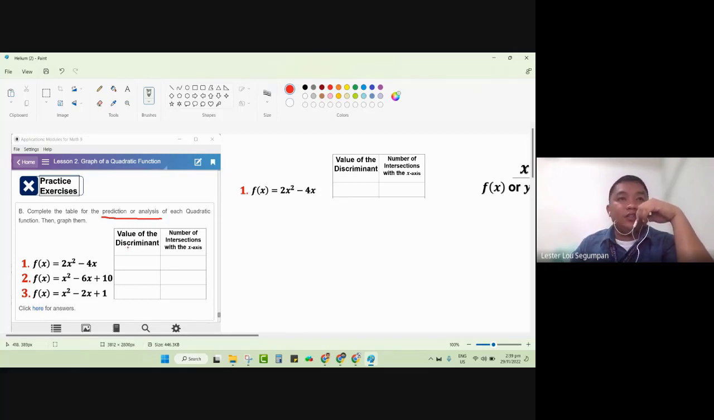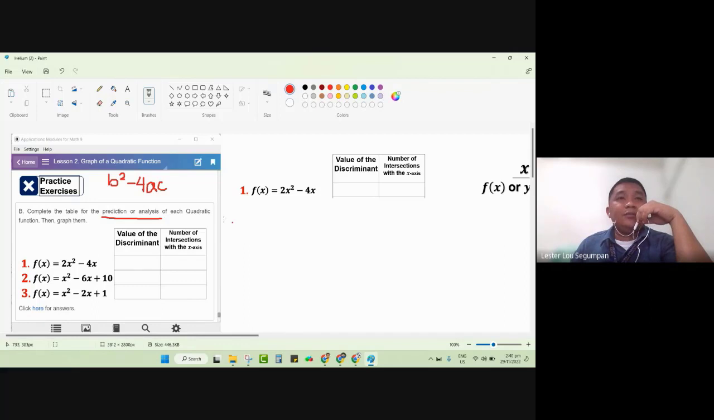of intersections. So for these three different functions here, 1, 2, and 3, we are to determine first the value of the discriminant, and then we're going to determine the number of intersections with the x-axis. Take note that the discriminant is to be solved with this formula, b squared minus 4ac. We use this expression to identify the nature of the roots of a quadratic equation.